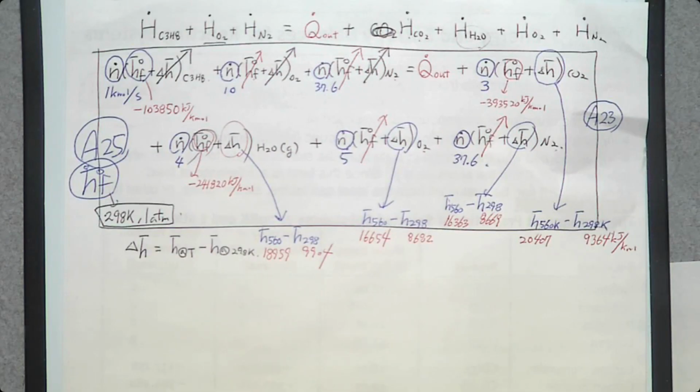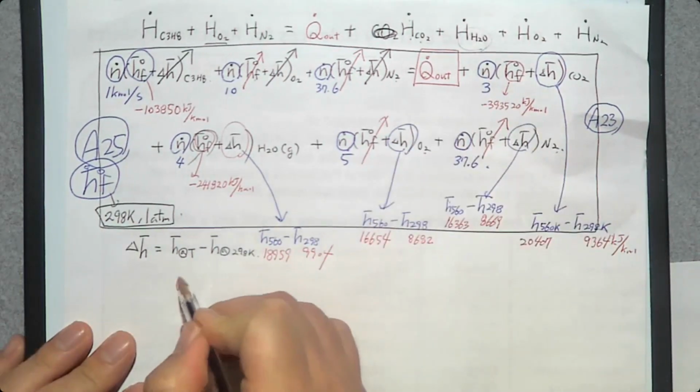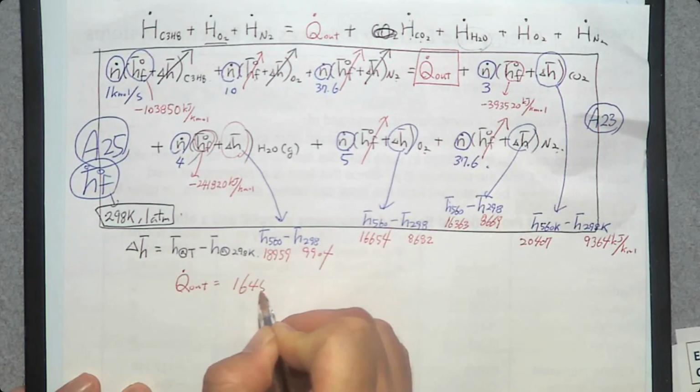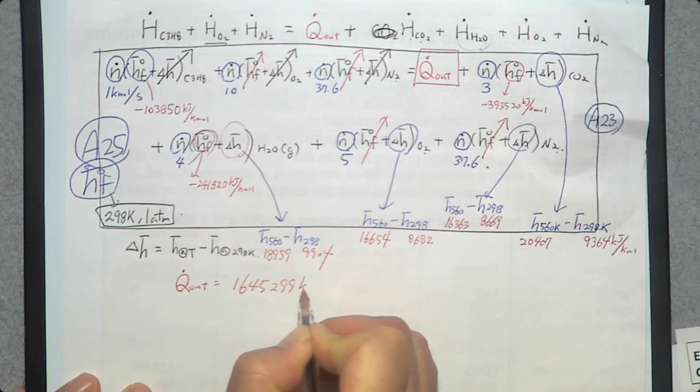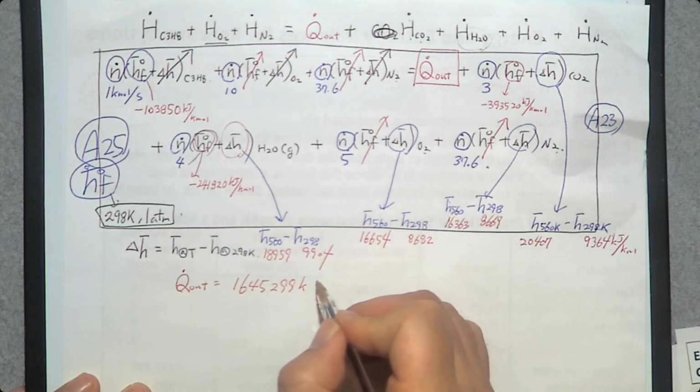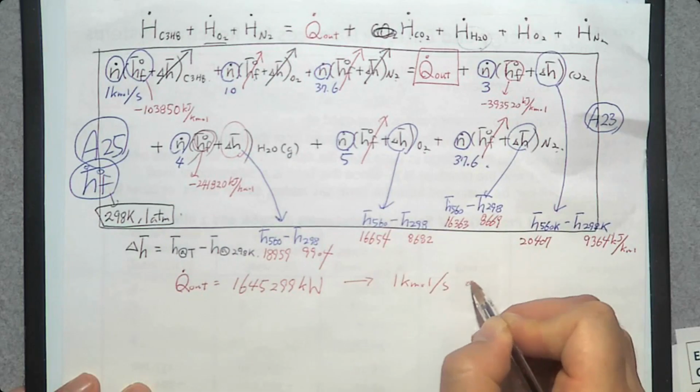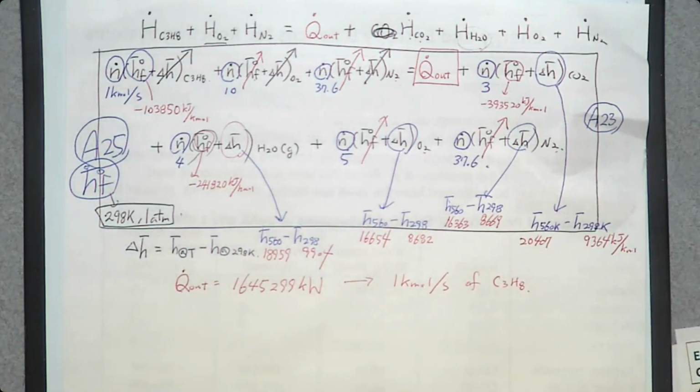This one completely blocked my screen. Then we have everything but Q dot out, right? So can you determine Q dot out? Now, yes, we can. Q dot out is, where's my solution? 1,645,299 kilowatt. This is for 1 kilomole per second of C3H8, right? That was our assumption, right?